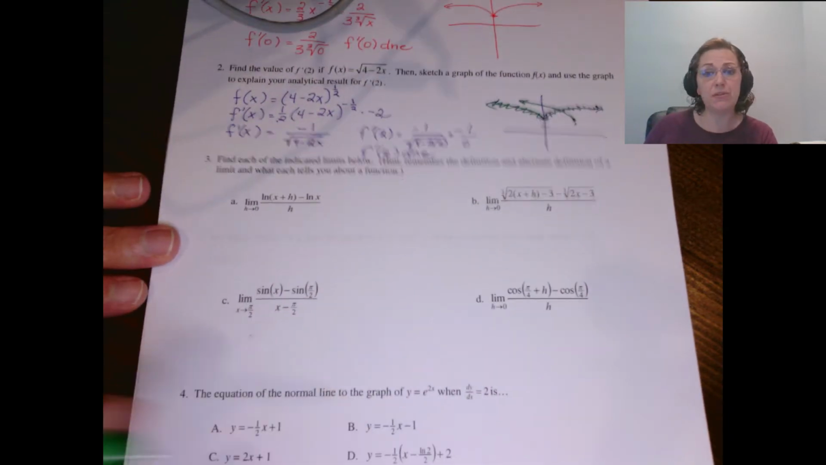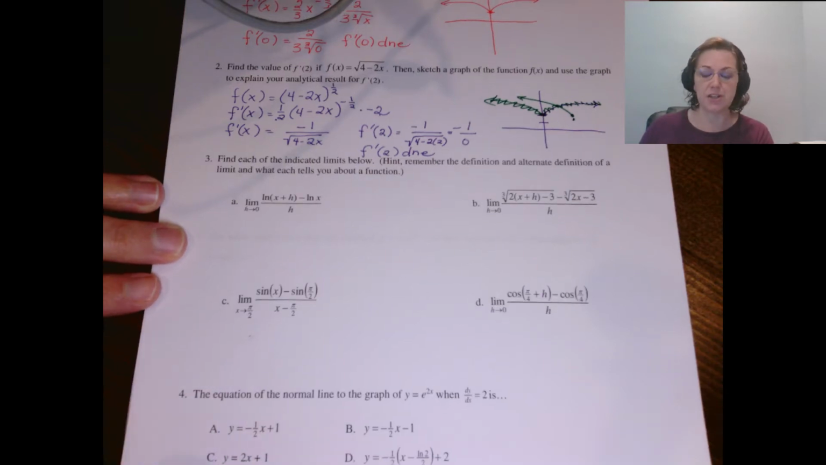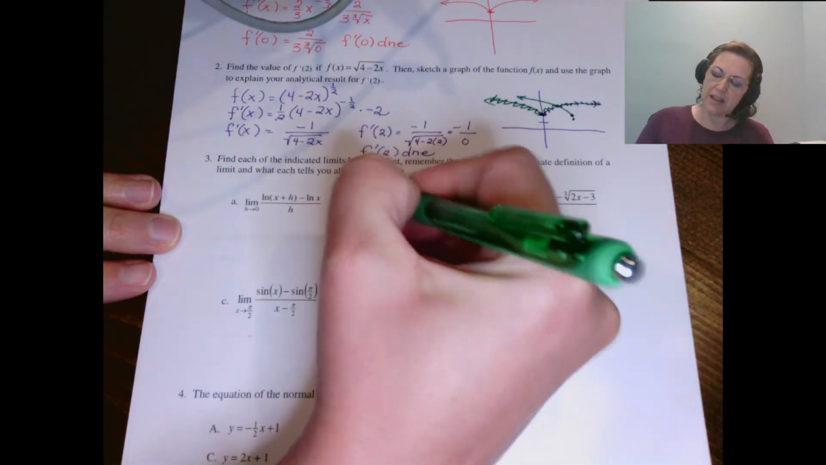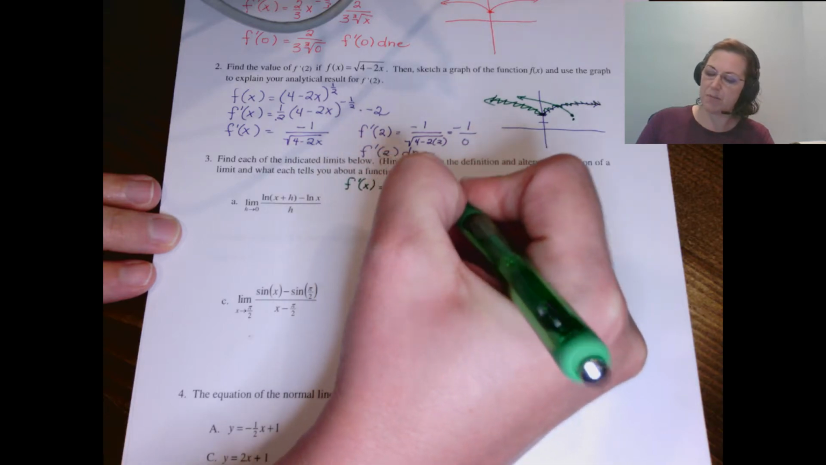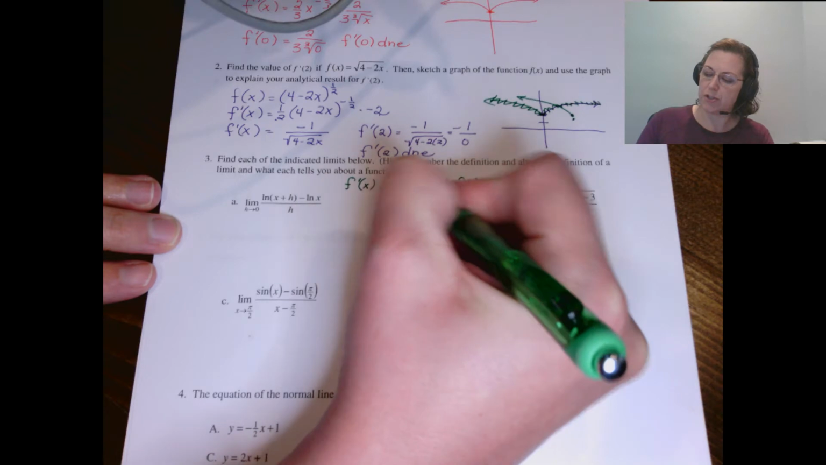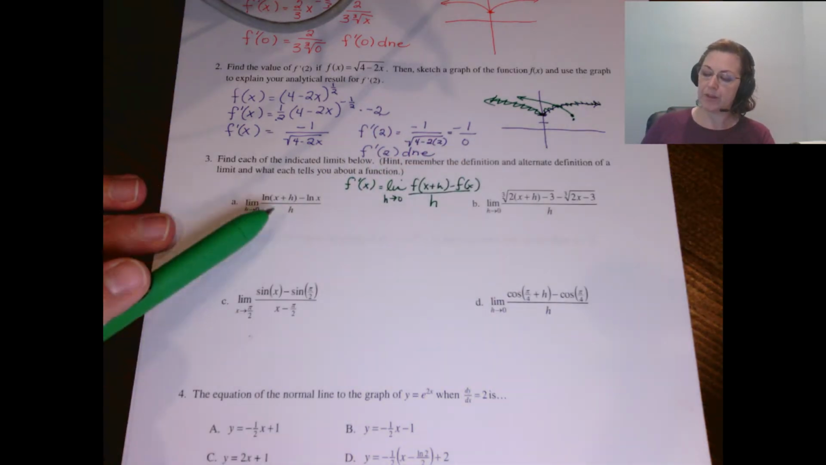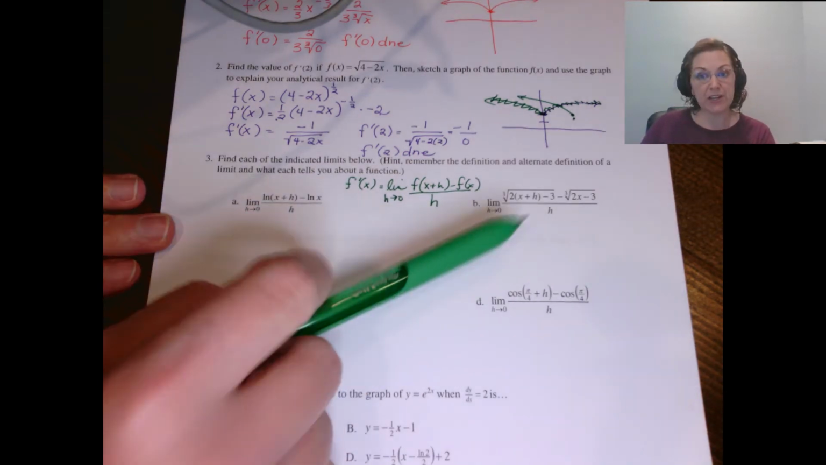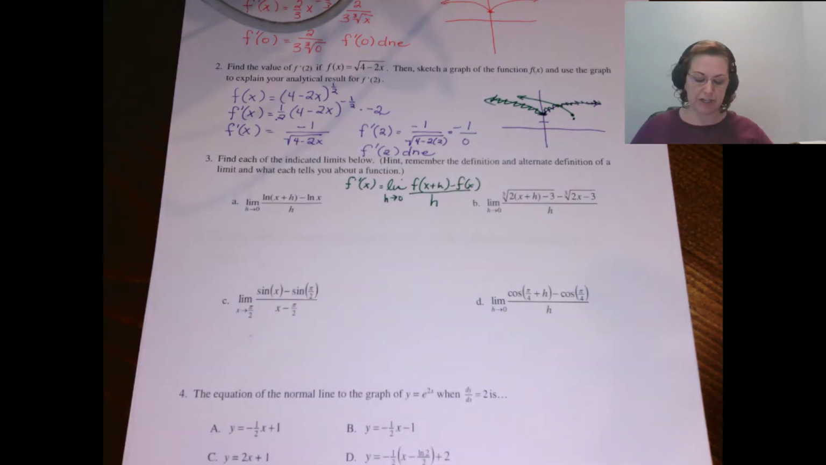This is a good review of the formal definition as well as the alternate definition. So remember that the formal definition tells us that the derivative equals the limit as h approaches 0 of f of x plus h minus f of x, all over h. You can easily see that letters A and B fall into this category. The trick here is to figure out what the function was. We're going to look at that minus the function here.